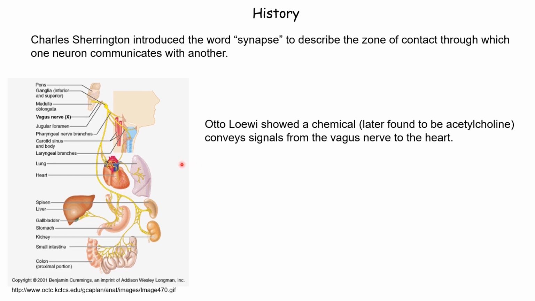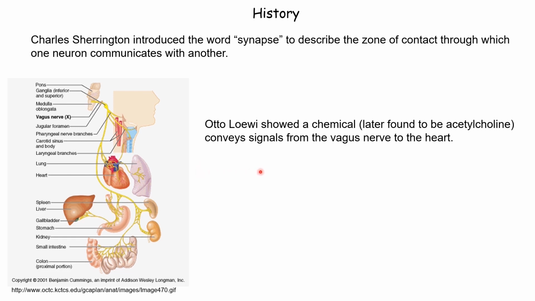So Otto Loewi would take out the nerve and the heart from a frog and put it in a petri dish. And he saw that when the vagus nerve is stimulated, the beating of the heart is slowed down. So it is clear that the vagus nerve is controlling the heart, but what is the nature of this interaction between the motor neurons in the vagus nerve and the muscles of the heart?